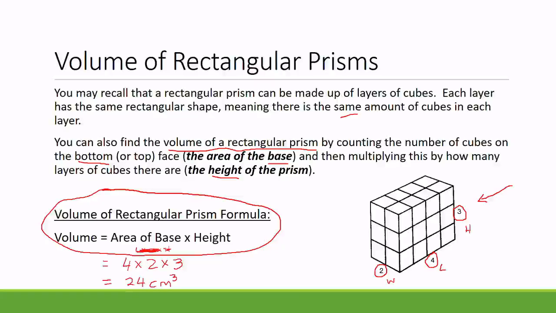Now there's a lot of information on that slide, and I'd like you to pause the video, and I'd like you to copy down all of the information that's on that slide into your book, and I'd like you to do it underneath the heading volume of rectangular prisms. So underneath that heading right there. I'll see you when you finish writing those out.